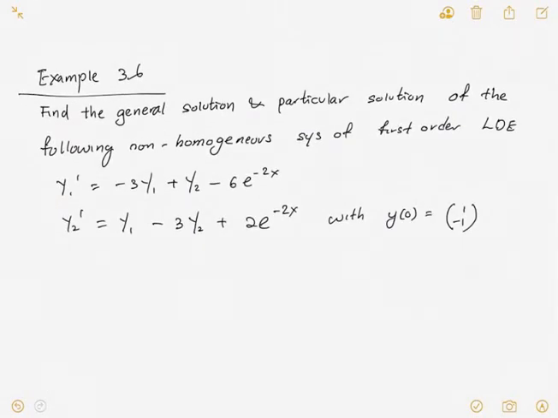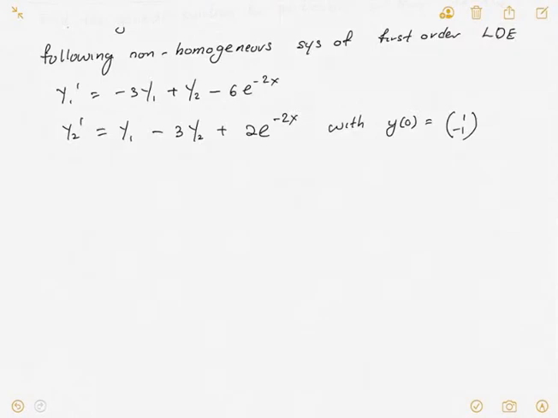Find the general solution and particular solution of the following non-homogeneous system of first order LDE. y1 prime equals negative 3y1 plus y2 minus 6e to the power of negative 2x, and y2 prime equals y1 minus 3y2 plus 2e to the power of negative 2x. The given initial condition is y(0) equals (1, negative 1). You need to use the method of undetermined coefficients. Class, so how to do it? Let's do it together.